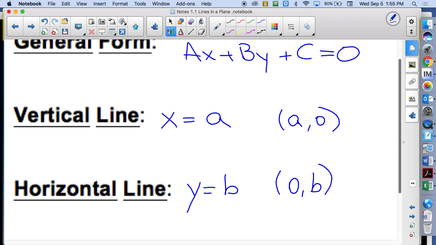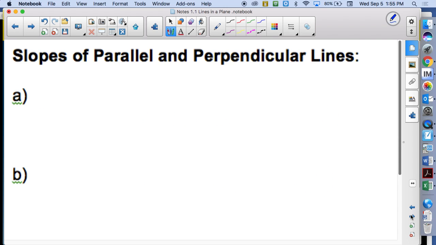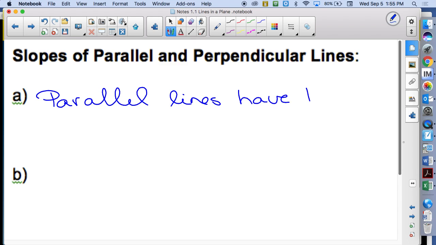Two more vocab terms on the back. A little review of parallel versus perpendicular, and I'll do one other quick example. So parallel lines have the same slope. Now, their y-intercepts are going to be different, because if they weren't, then it'd be the same line. But for them to be parallel, the slopes have to be the same.